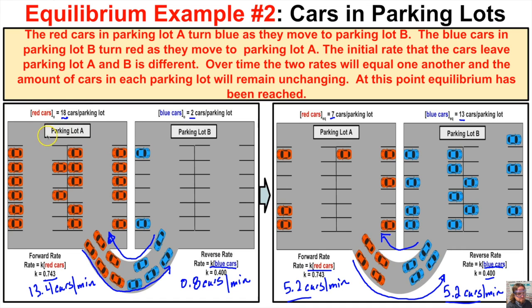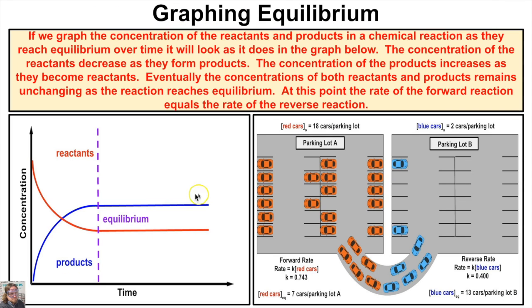Let's take a look at how we can graph an equilibrium reaction and what that might look like. We just took a look at equilibrium as we apply it to cars in parking lots, right? We said that if the initial concentration of cars in parking lot A is 18 and the initial concentration of blue cars in parking lot B is 2, and we know the rates of the forward and reverse reactions, then this system is going to reach equilibrium at 7 cars in parking lot A and 13 cars in parking lot B.